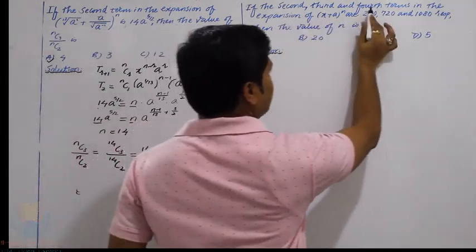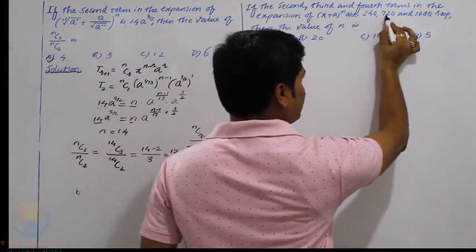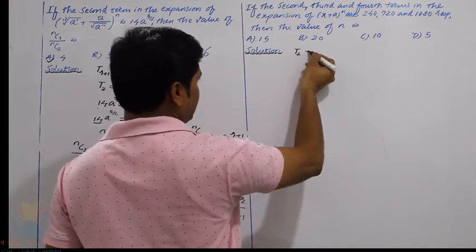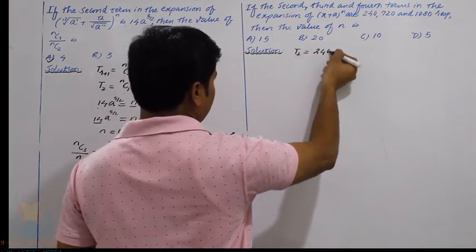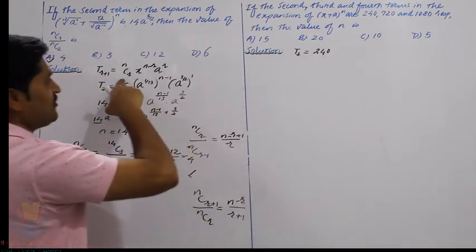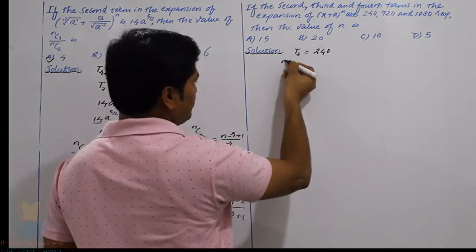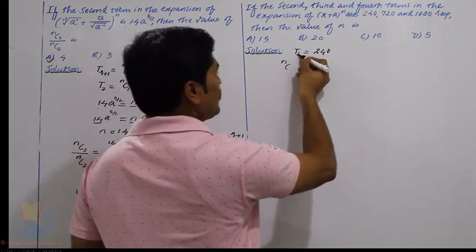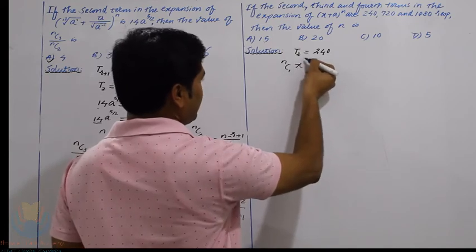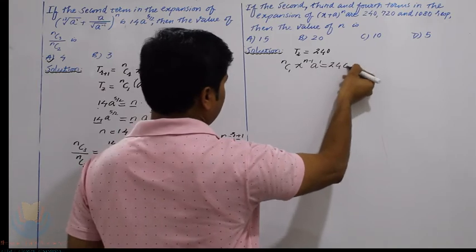Here the second, third and fourth terms in the expansion of (x plus a) whole raised to n are given to be 240, 720 and 1080. So let's write those terms as they are. So T2 is given to be 240, but the formula to find T2 is the same whatever I have written here. So that formula we will use. The value of n is not given, so this is nC1, as we want to find the value of T2. So let's put the value of r as 1, so here x raised to n minus 1 and a raised to 1, and this is nothing but 240.